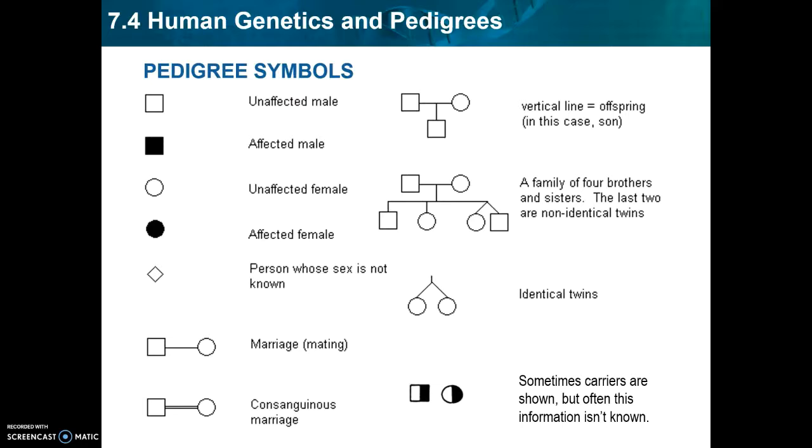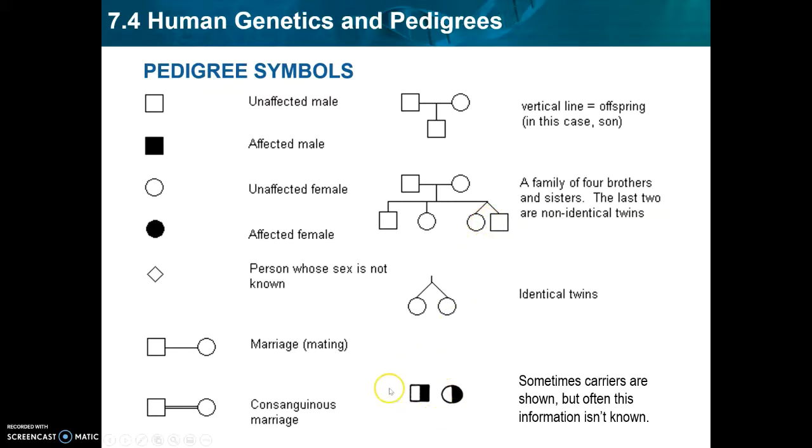A vertical line is going to represent offspring. So from that marriage line here, we have the offspring line. So this would be the son of these 2 parents. If there's multiple children, they would all come down from this one vertical line, but then obviously we need to spread them out so we can see their shapes. These 2 representations would show twins, which again are pretty rare on a pedigree.